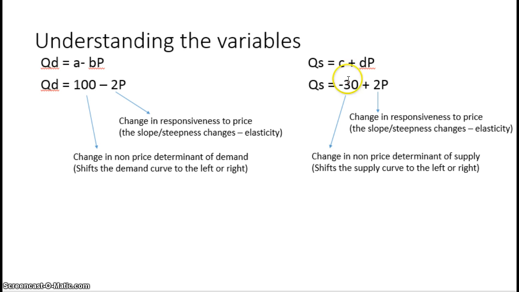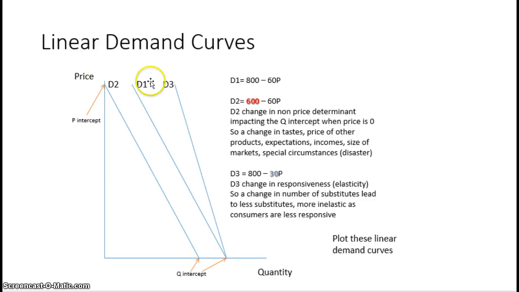Same over here for C. C will change if there's been a non-price determinant of supply that changes. Okay, so there's more substitutes available or something. And D is the responsiveness to a change in price. So again, the steepness, so the elasticity of supply. So just moving on to the next slide.